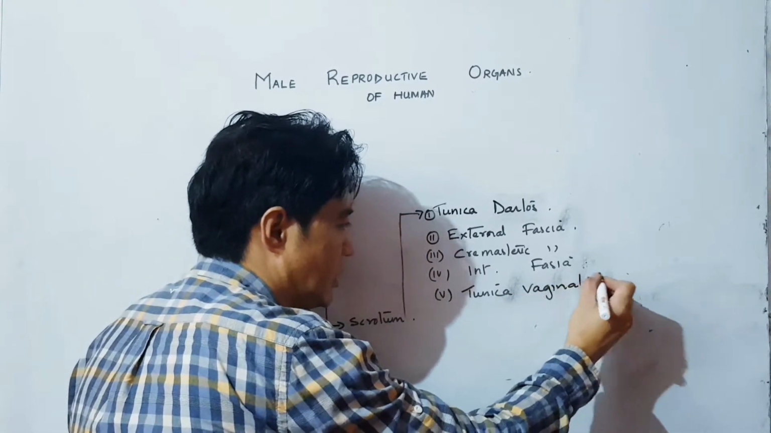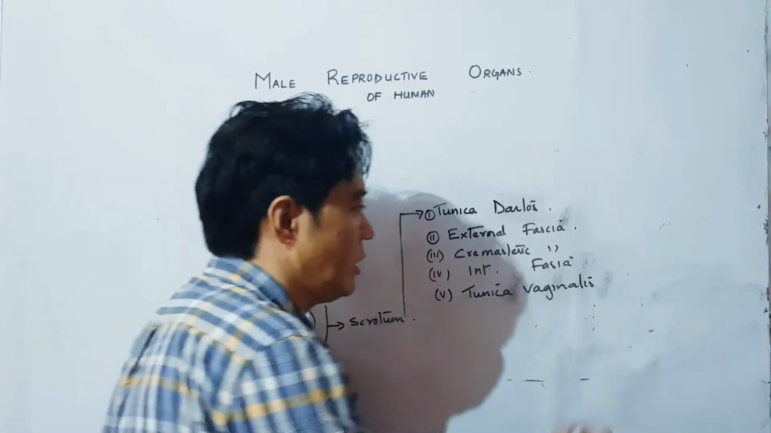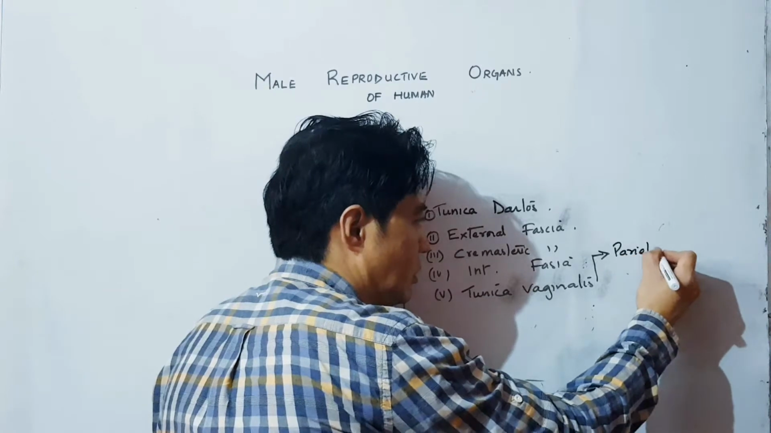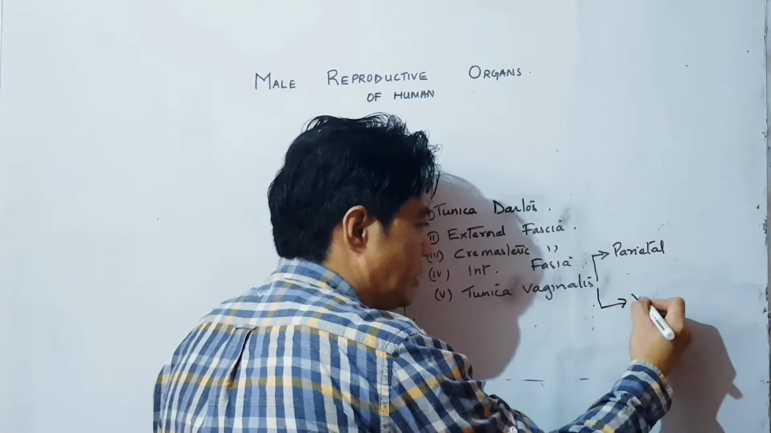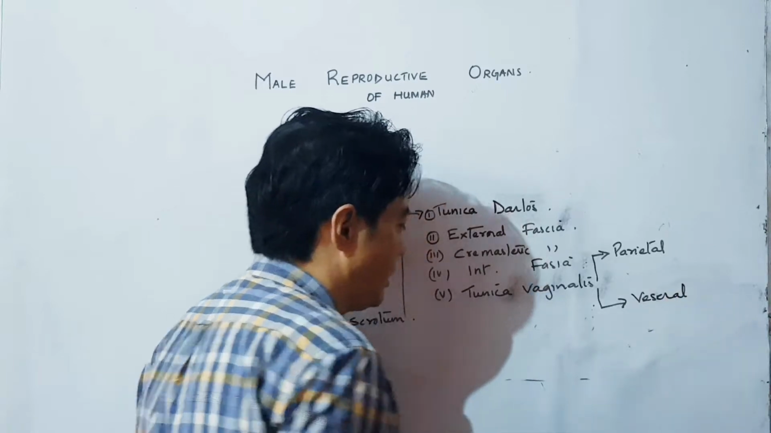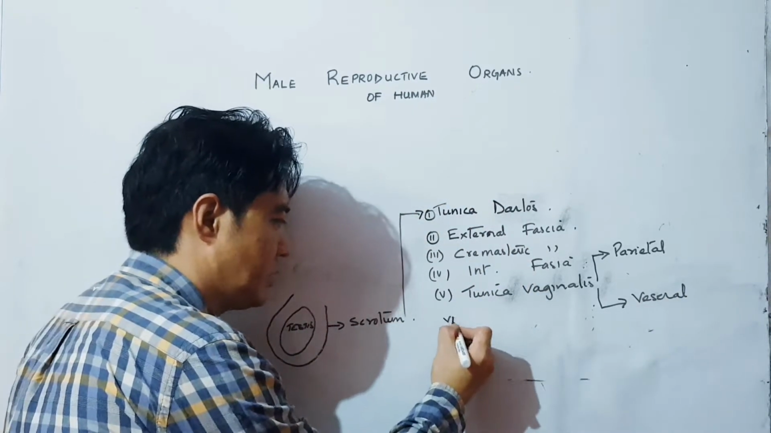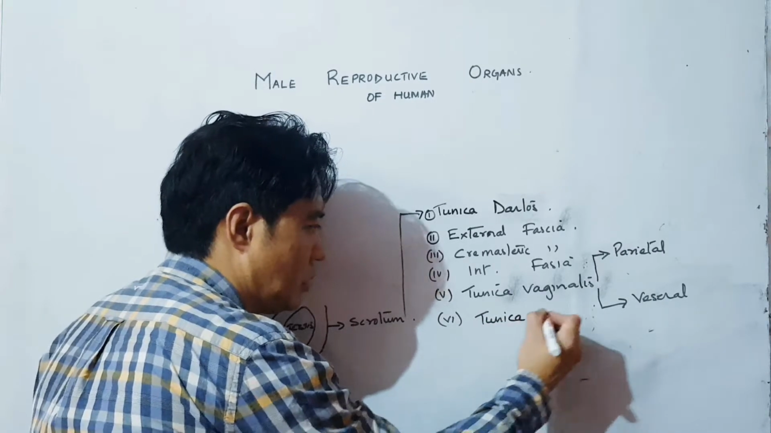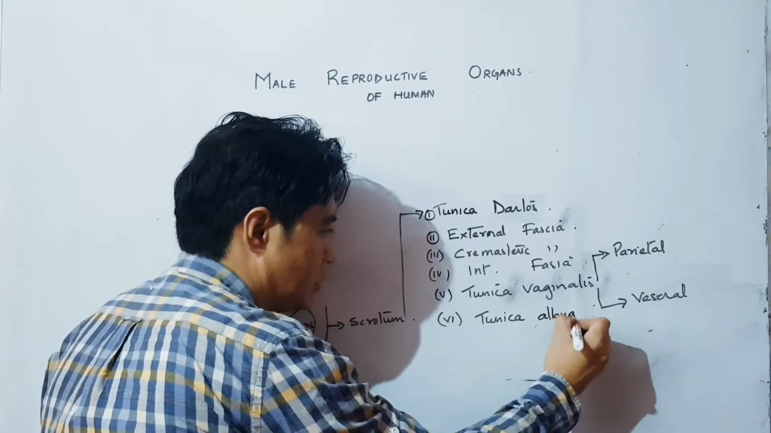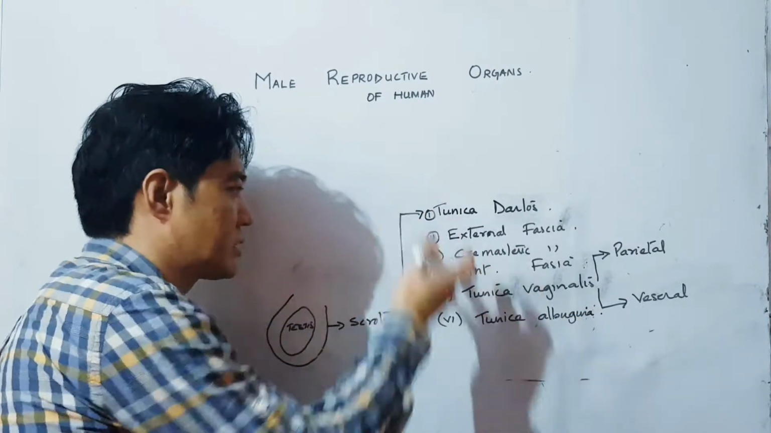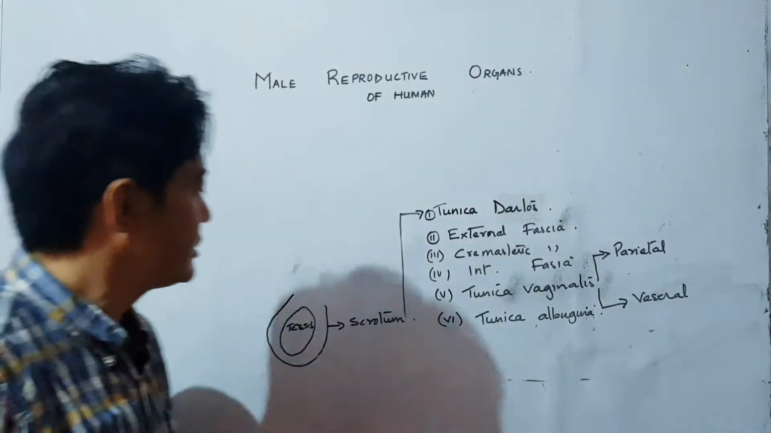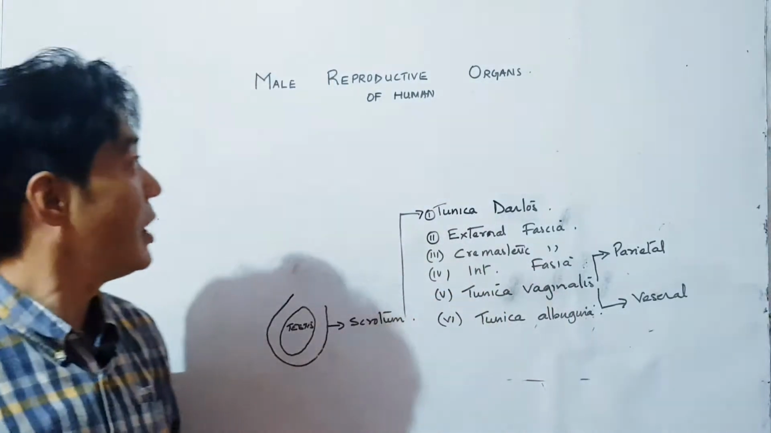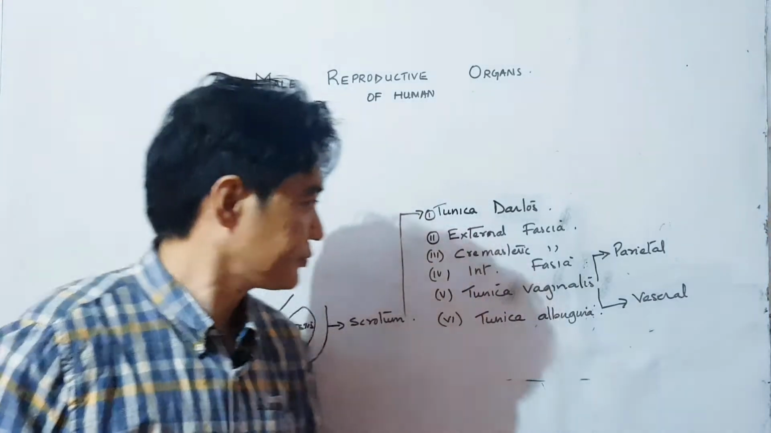vaginalis. And this tunica vaginalis consists of 2 layers, that is parietal and another one is visceral layer. And the last but not the least, that is tunica albuginea. These 6, or you can say 7, are the layers of scrotum, which is the protective layer of testis, that is the primary sex organ of male.